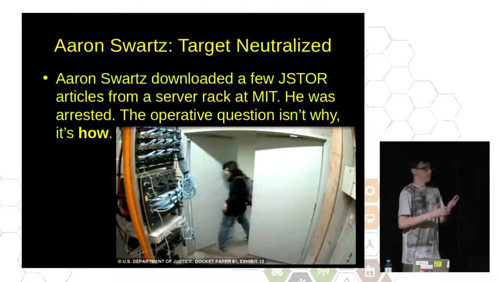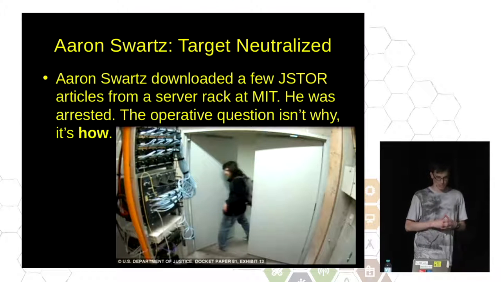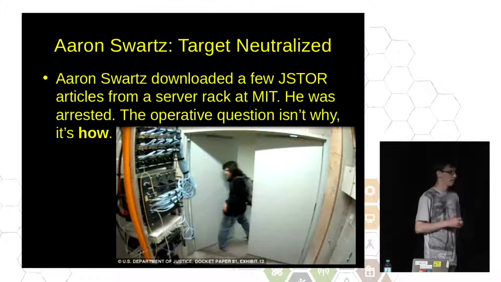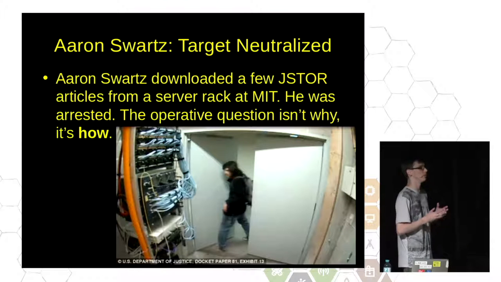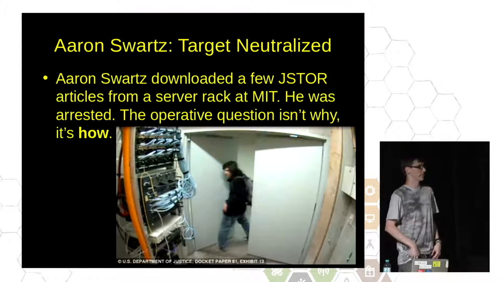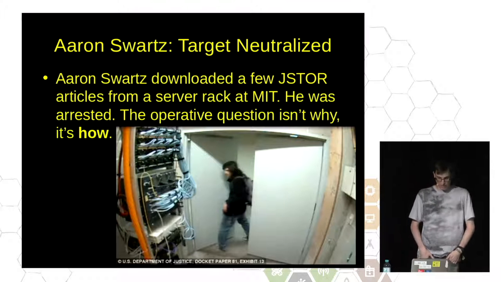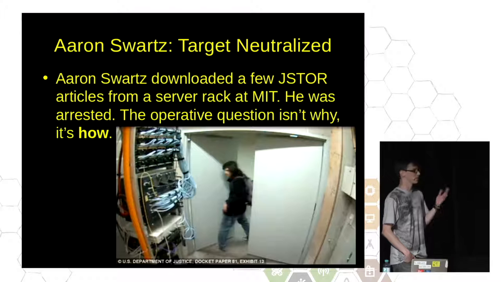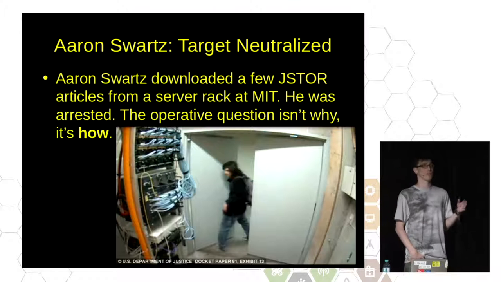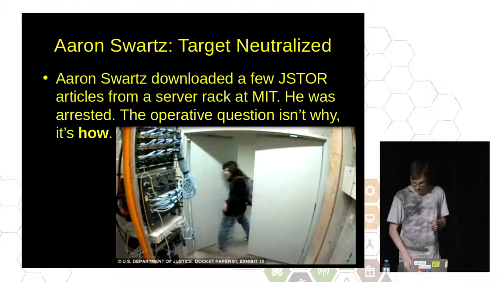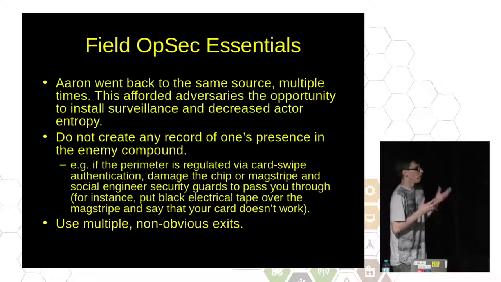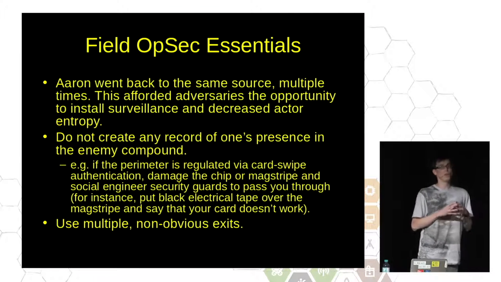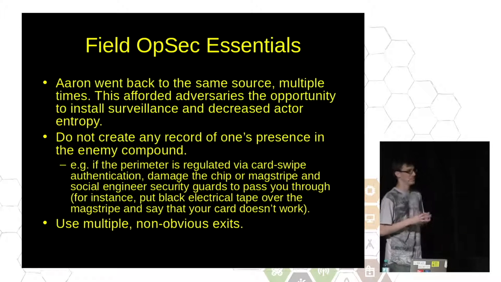Some of you may be familiar with the case of Aaron Swartz. If not, Aaron was essentially arrested for downloading a few articles from JSTOR, which is a particularly popular academic database, from a server rack at MIT. What Aaron did was he went to a particular server closet over and over again, plugged in his own hard drives, and then liberated a few million articles. What led to Aaron's arrest was that he went back to the same closet.